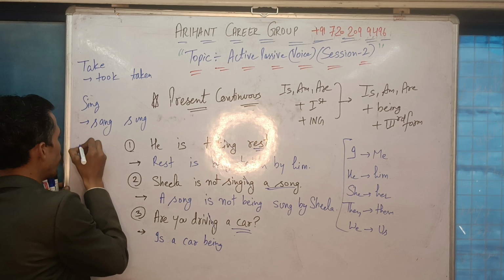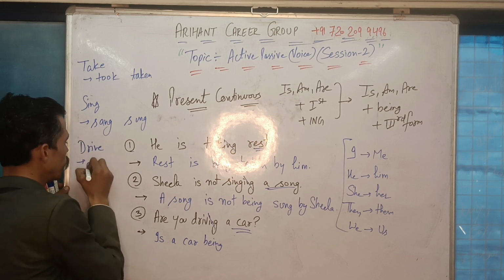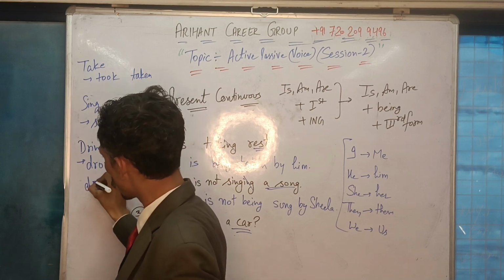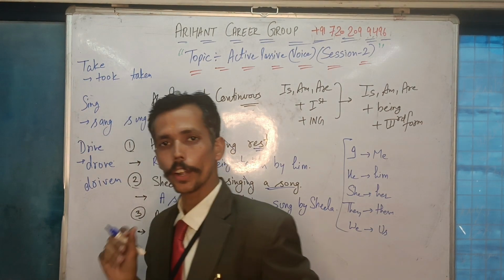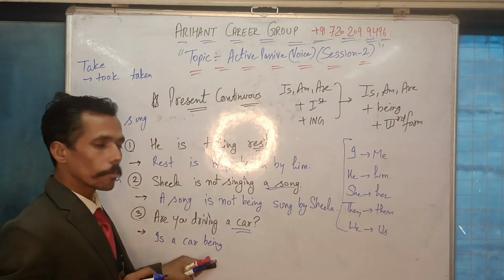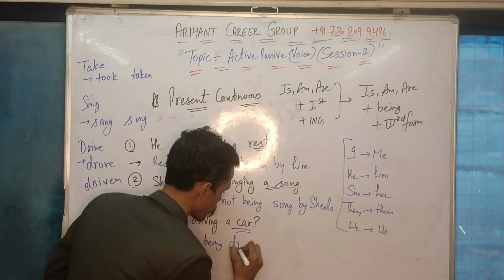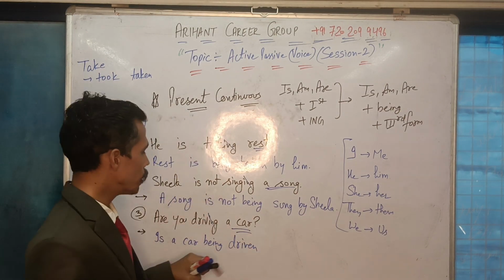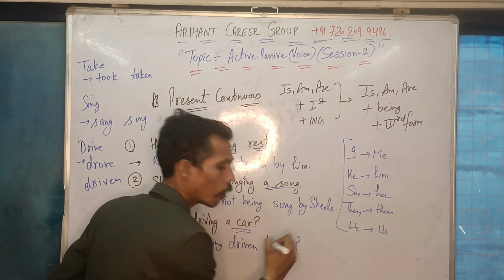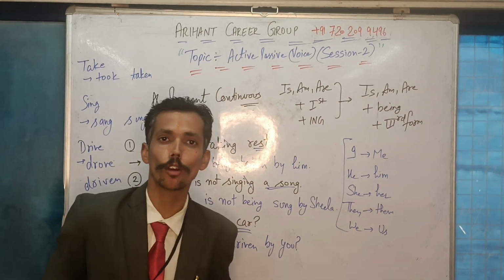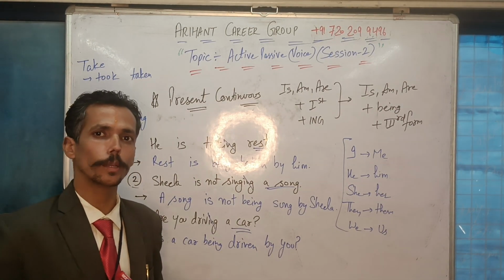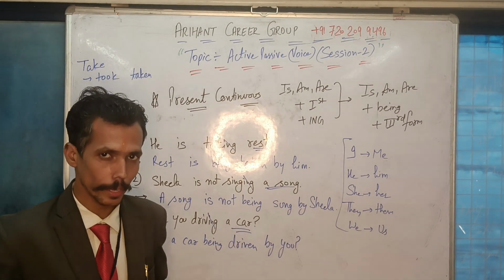Now the verb is drive: drive, drove, driven. Is a car being. Third form, driven. Is a car being driven by you? Don't forget to put a question mark at the end of your answer. It's mandatory for you to put a question mark. Otherwise, you will be losing a mark if you are appearing for an examination.